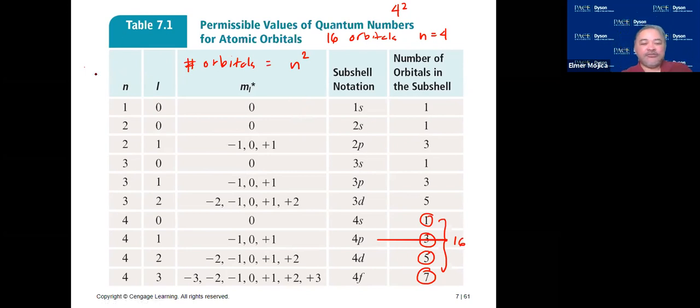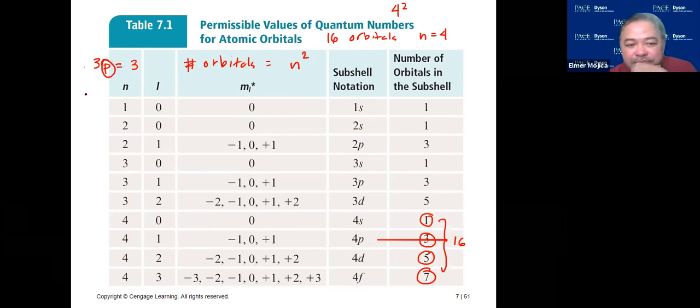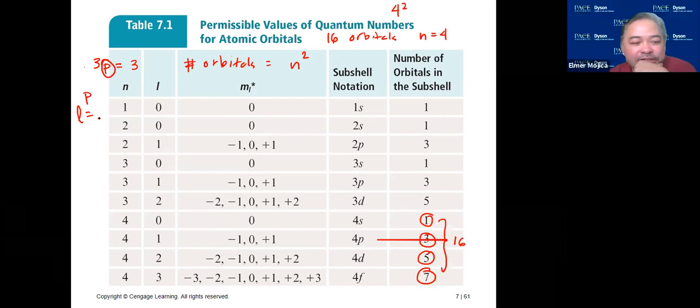Now, what if the one that's being asked is how many orbitals are there in 3p? What is your answer? 3. Okay. The answer there is 3. You get it from the p. What is p in terms of L? What is the designation for p? What number? 1. L. So that's 1. So to get the 3 there, you use this. Okay?